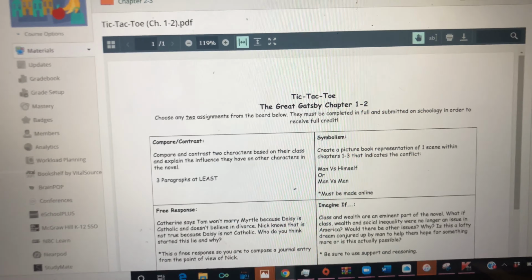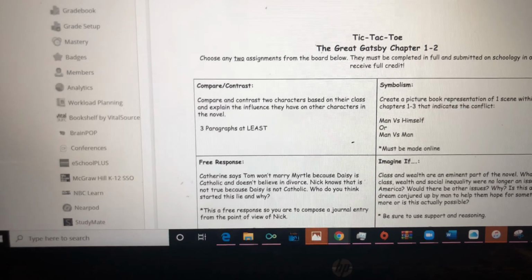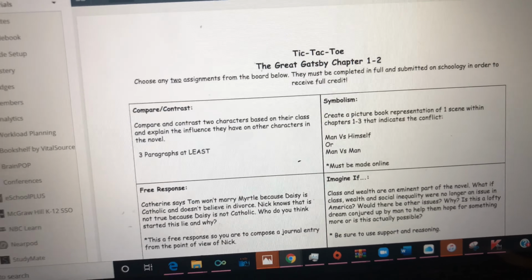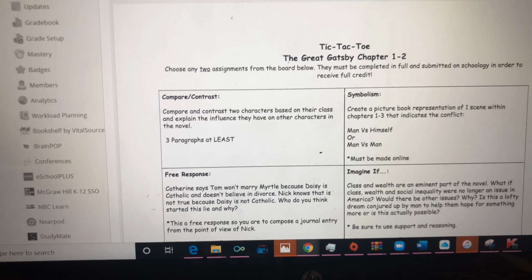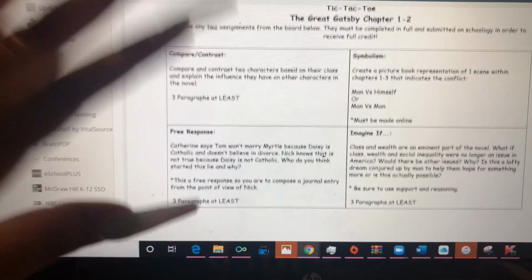All right. A couple of y'all been asking me questions about the project. So the entire book is 9 chapters. Pretty much every 3 chapters or so, you guys will have a mini project. It's going to be called Gatsby Tic-Tac-Toe. That will look something like this.